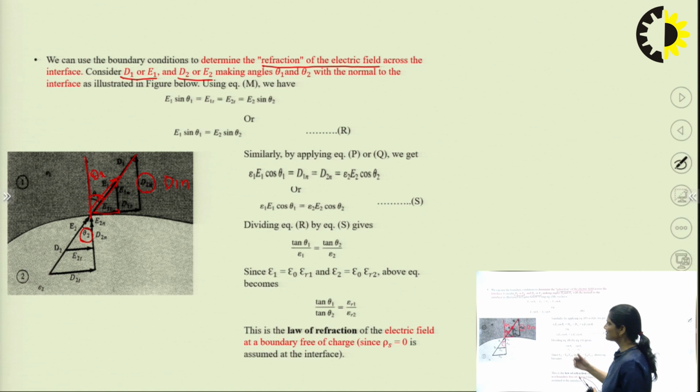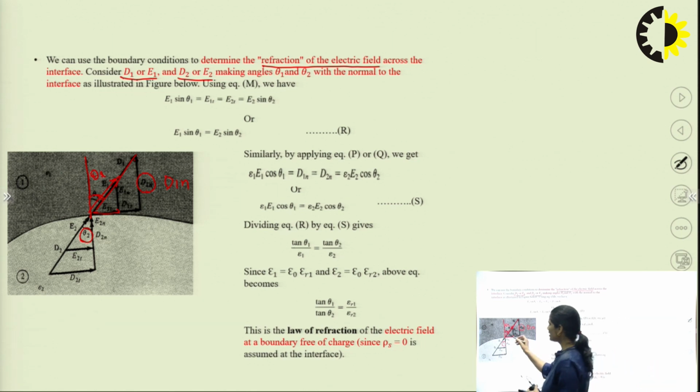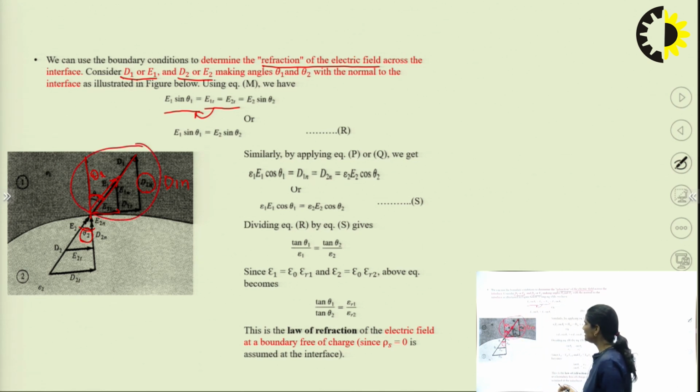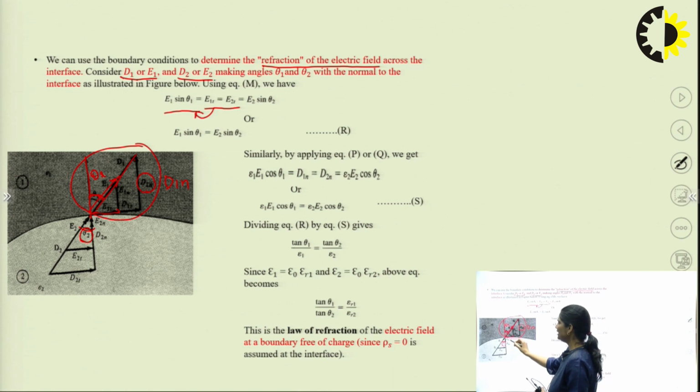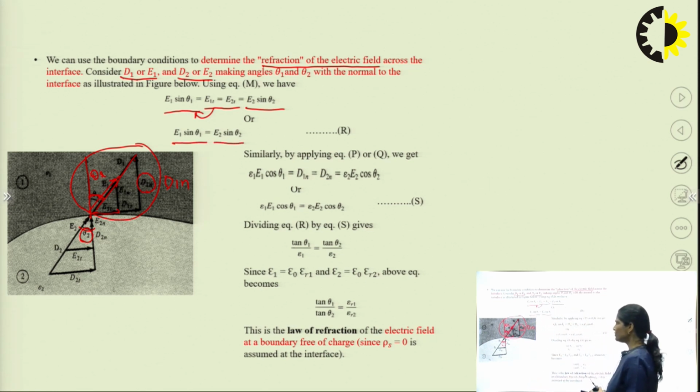So here you have to consider two boundary conditions for theta 1 and theta 2. Theta 1 is here and theta 2 is this one. So now here E1 sin theta 1, it means what? E1t is equal to E2t. So put the value here. E1t you can find out from this figure: E1t is equal to E1 sin theta 1. And from this figure you can find out E2t, equal to what? E2 sin theta 2. Or you can write E1 sin theta 1 is equal to E2 sin theta 2.